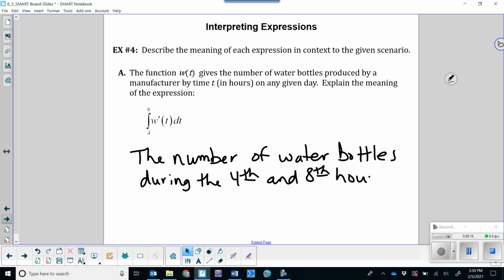Now you could also say from hours 4 to 8. You could say during the hours, something like that. As long as you say it's only at this time, because what's happening at different times of day is not the same thing, but what's happening between the 4th and 8th hours is what this integral will tell me.